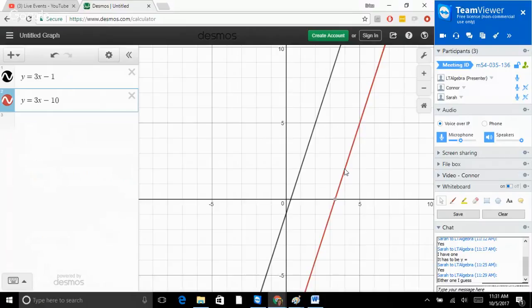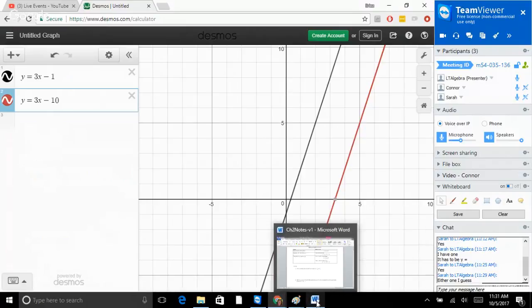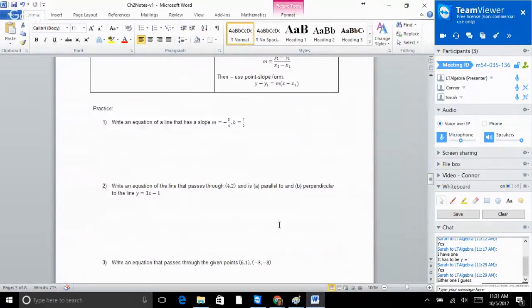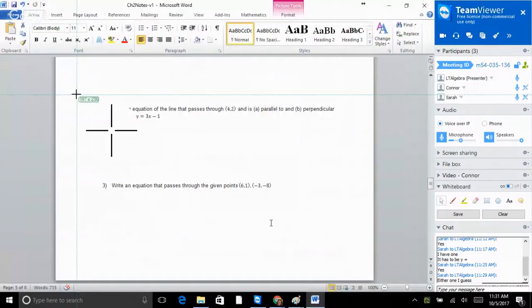So now we want to figure out a line that goes through 4, 2, but is perpendicular to our original line. So I think we're going to need some new paper for that, because I'm running out of space. Okay.